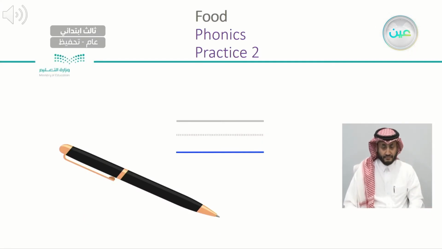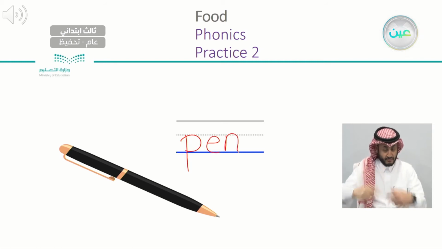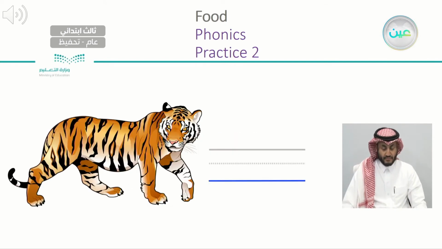This time, write the first letter of the word you hear. Are you ready? Listen carefully. Number 1. Pen. P-E-N. Number 2. Tiger.